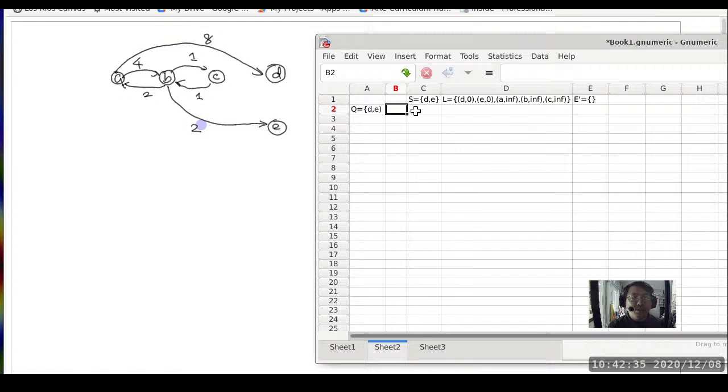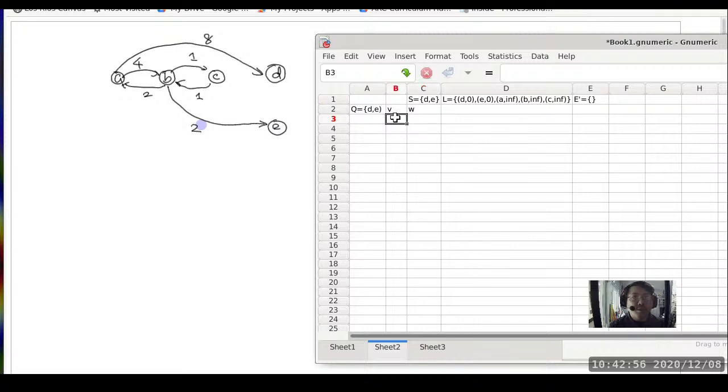Column B is reserved for vertex V, so we have to choose a vertex out of the set Q, and we want to choose the one that has the least L value. And then column C is used for W, which does not come into consideration until we get to the for each loop inside the while loop.